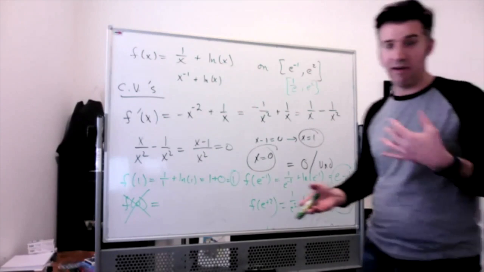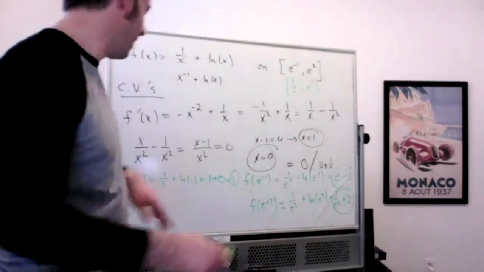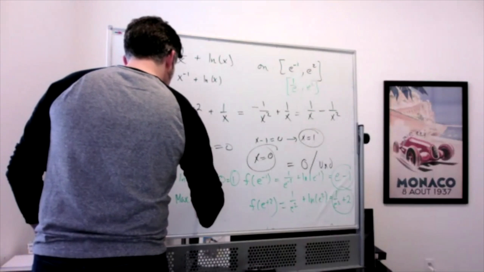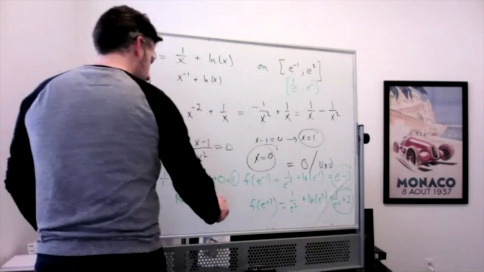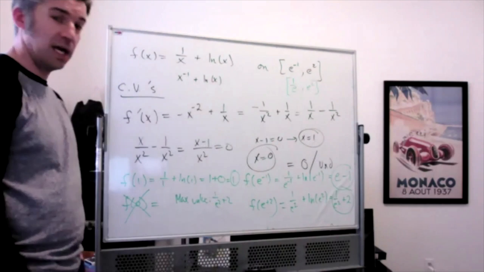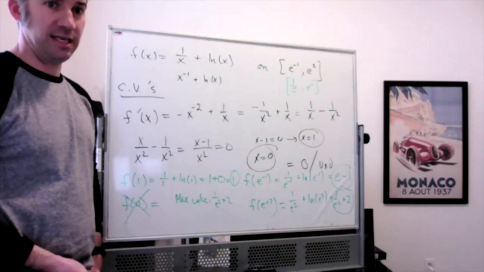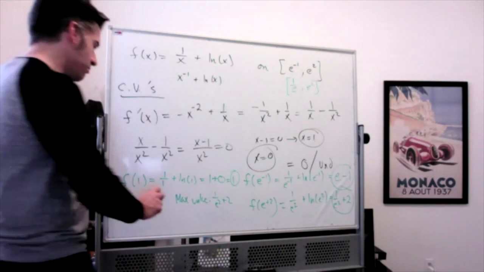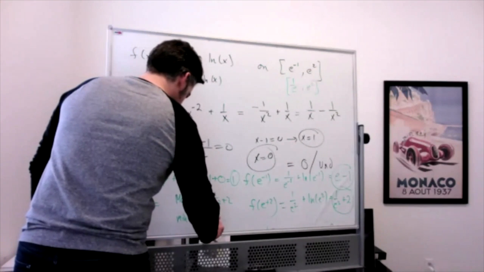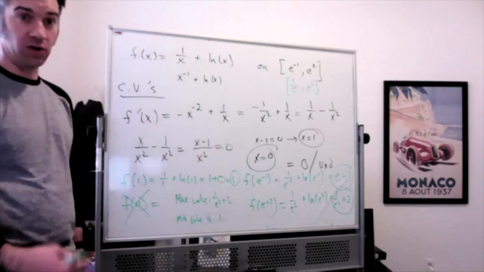So if I was asking what the maximum value is, the maximum value is that number, 1 over e squared plus 2. It occurs at e squared. The minimum value is 1, and it occurs at 1.